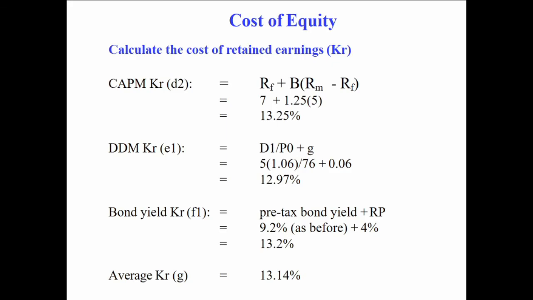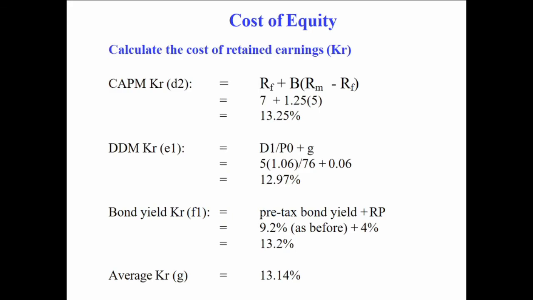being D0, was 5 Rand, and this is going to grow by the growth rate given to us of 6%. This is the constant growth rate expected. And the price of these shares was 76 Rand. So if we input this into the formula, this will give us the cost of retained earnings being 12.97%.